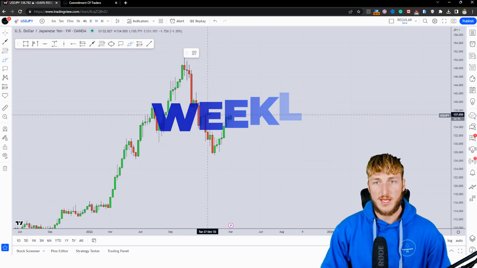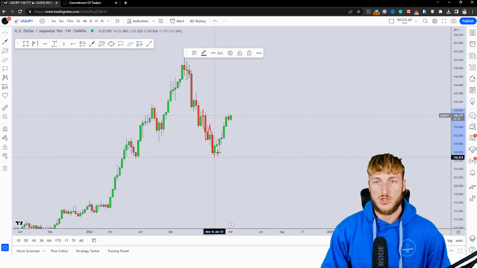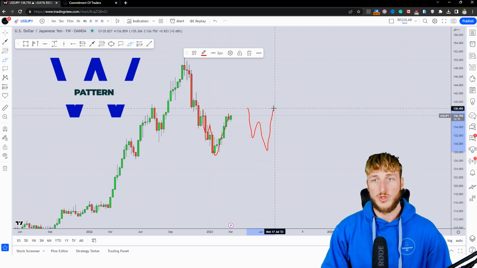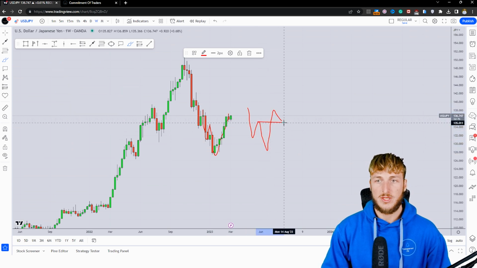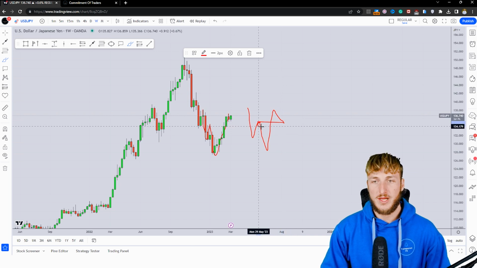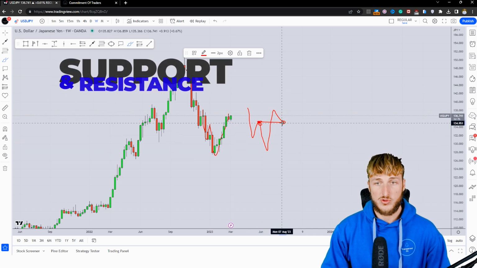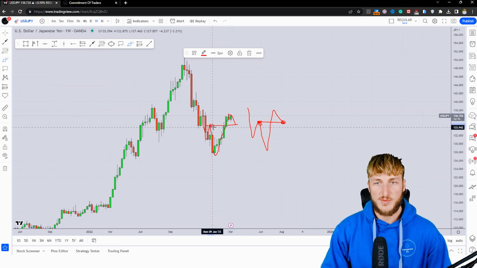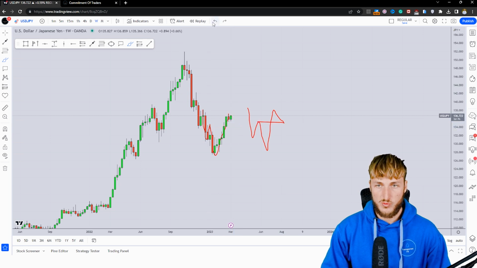Now, from a weekly perspective, we can notice how we did have the creation of this W formation. And in general, after the creation of a W, what you would expect is a potential rejection to the downside for the market to go and complete the pattern at the previous resistance turn support. So here on the weekly, some short-term bearish price action could be expected for the market to go and complete the pattern at this previous resistance turn support.